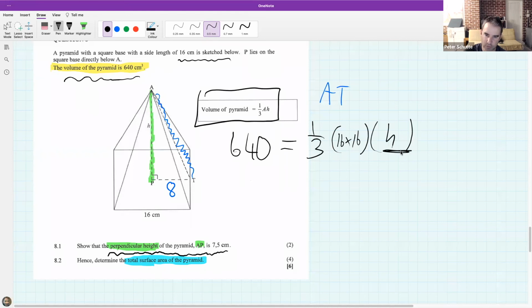So check for yourself. What do you get for h if you move this whole thing to the other side? What do you get for h? Let's check. So I'm just going to go fraction 640 divided by 1/3 times 16 times 16. And what do you guys get?